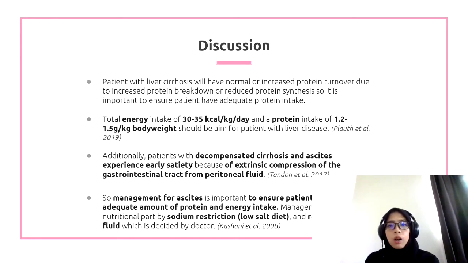As for discussion, patients with liver cirrhosis will have normal or increased protein turnover due to increased protein breakdown or reduced protein synthesis. So it is really important to ensure patients that have liver cirrhosis have an adequate amount of protein intake. The energy requirement for patients with liver cirrhosis is around 30 to 35 kcal per kg body weight, and the protein requirement is around 1.2 to 1.5 gram per kg body weight. This is based on ASPEN 2006.